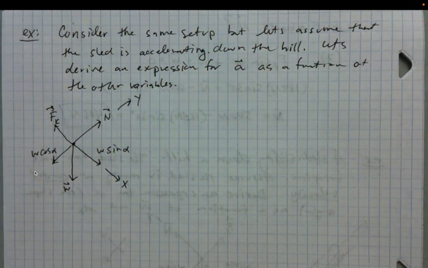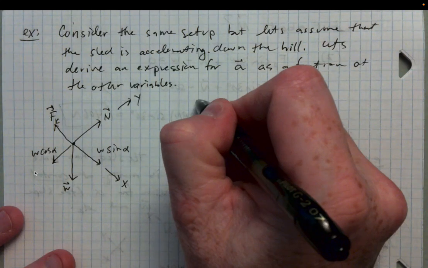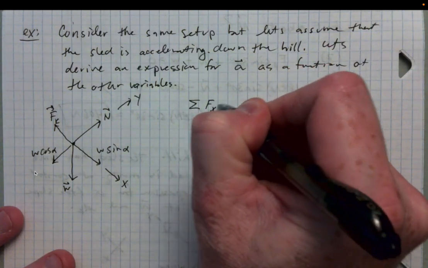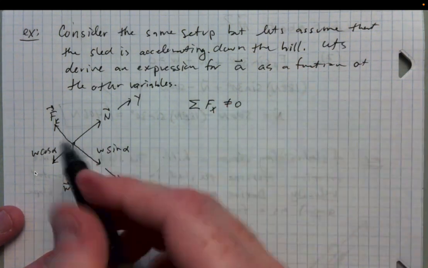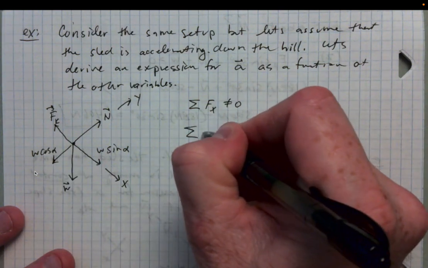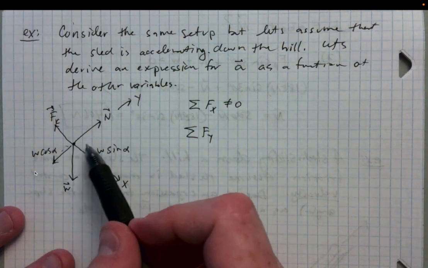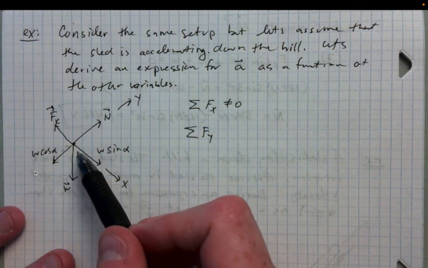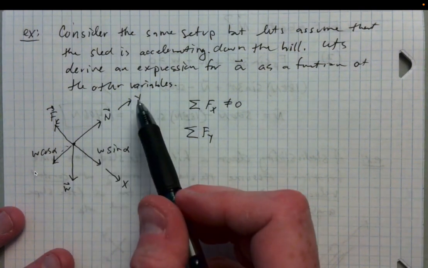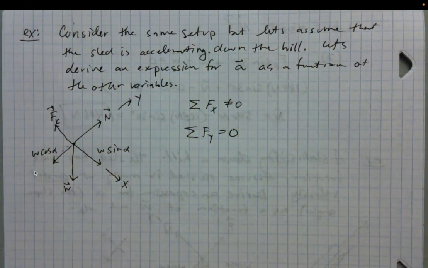Okay, now given how we've coordinatized the problem, we're assuming here that the sum of the forces in the x direction is non-zero, right? Meaning it's accelerating down the hill. But the sum of the forces in the y direction is still in equilibrium. So it's not accelerating into the hill or coming off of the hill in any way. So those are still equal to 0. So kind of a subtle point, but important, right?